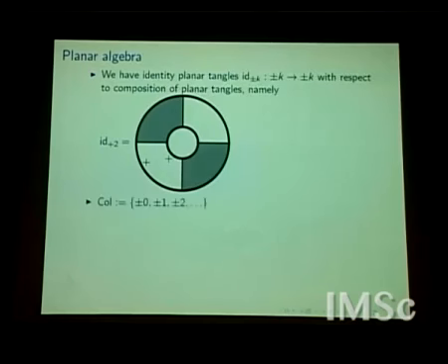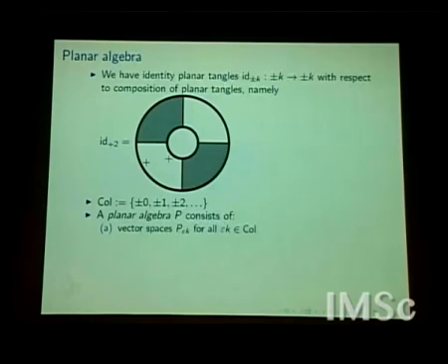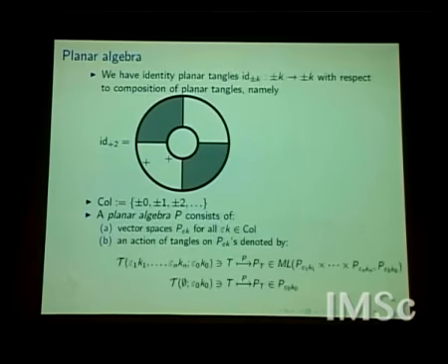So now what is a planar algebra? Suppose COL is the set of colors, which is a signed non-negative integer, and the planar algebra P consists of mainly two things. One is a collection of vector spaces for each color, P epsilon k, for epsilon k belonging to COL, and an action of tangles on these vector spaces.